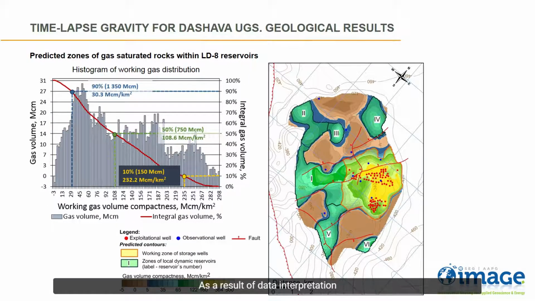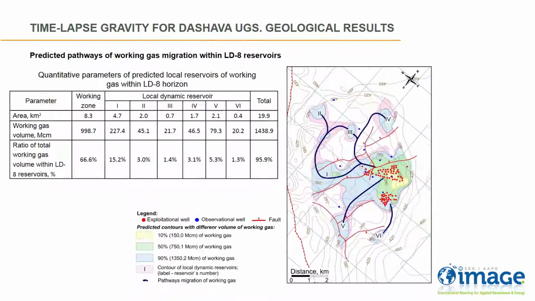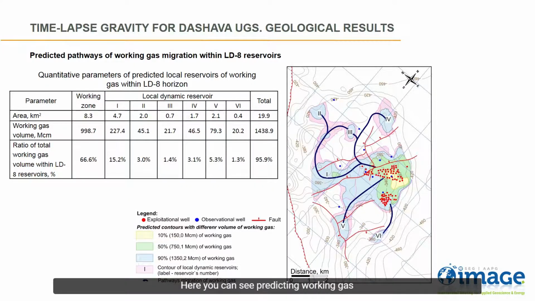As a result of data interpretation, dynamic reservoirs within the LD8 horizon were mapped. Yellow color marks the working zone of storage wells, which hold near 50% of all working gas volume. Green color marks zones of mapped dynamic reservoirs. There are 6 dynamic reservoirs within the LD8 horizon which can take and give back the working gas. Here you can see predicted working gas migration pathways from the storage well to dynamic reservoirs and reverse, and also calculated volumes of working gas capacity within every local dynamic reservoir.